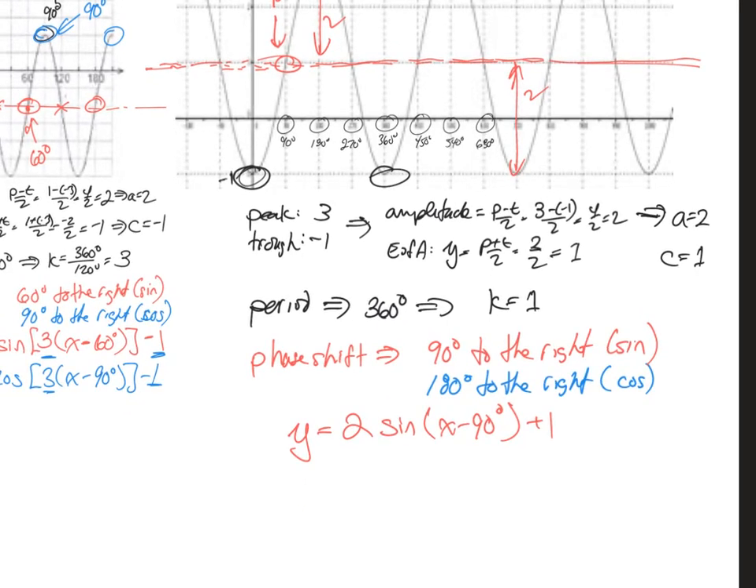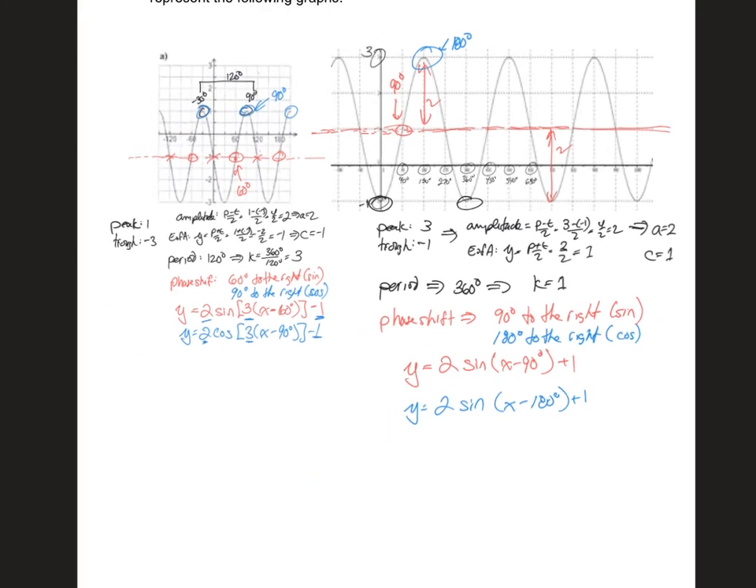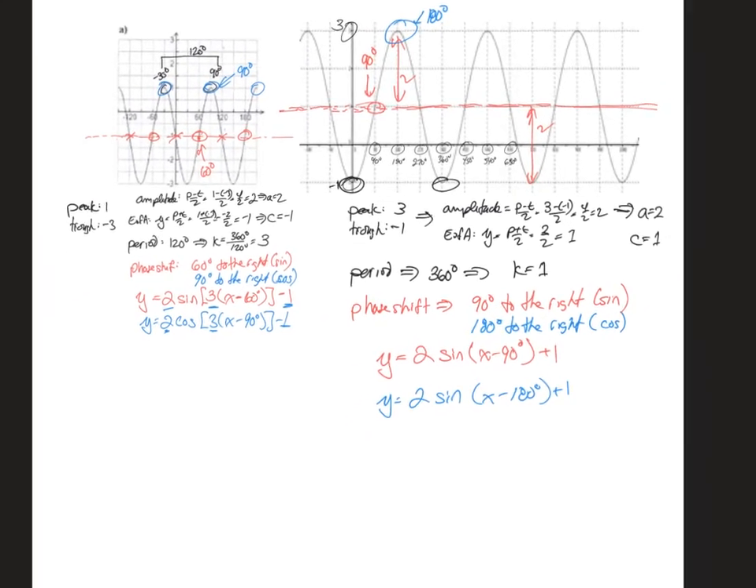And so what's my equation for cosine? Well, once we've got sine, we're 3/4 of the way there, because the only thing that's changing is going to be the phase shift. In this case, it's 180 degrees plus 1. So that's how we determine the equation from the graph.